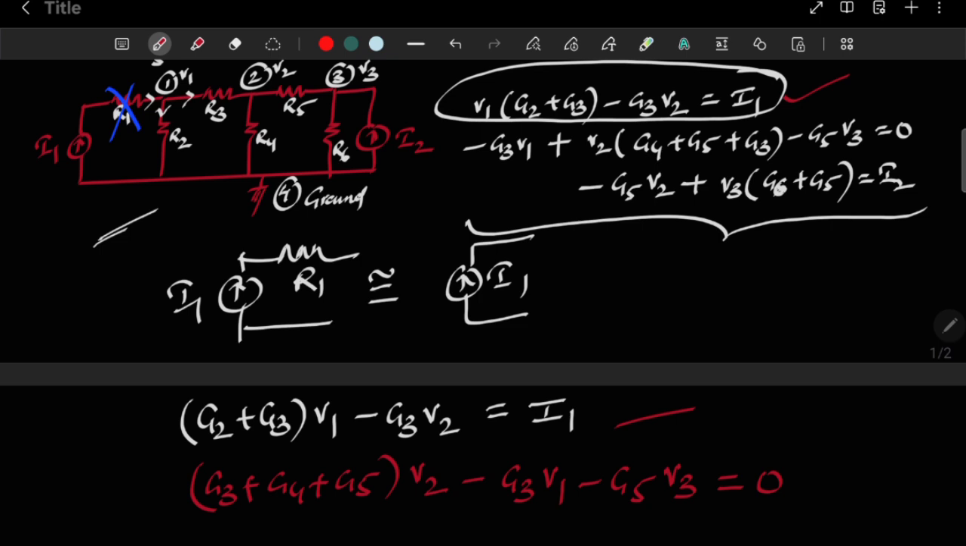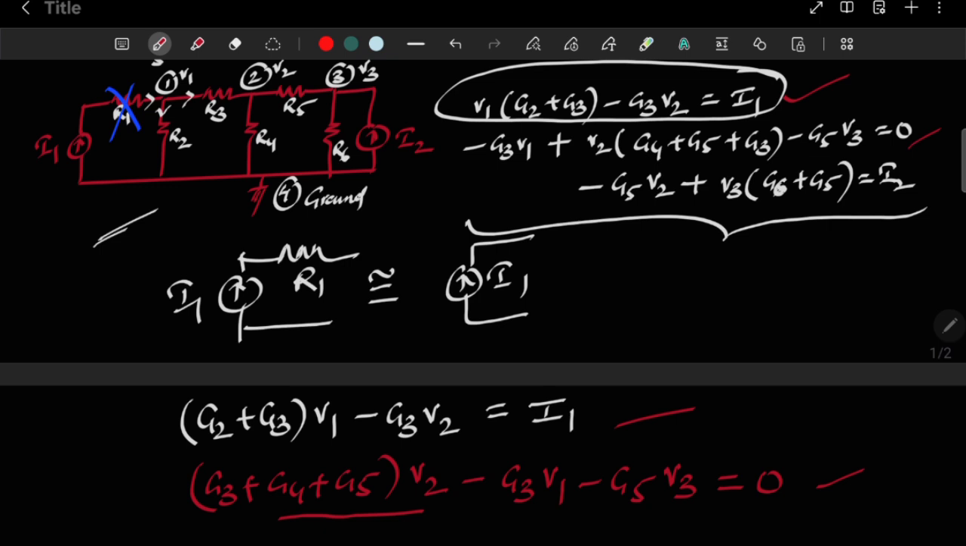You can check, did you get this equation or not previously? Yes, I have got this equation only. Minus G3 into V1 plus G3 plus G4 plus G5 into V2 and minus G5 into V3 is equal to 0. So we got the same expression.